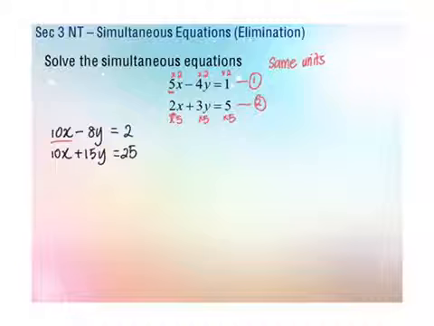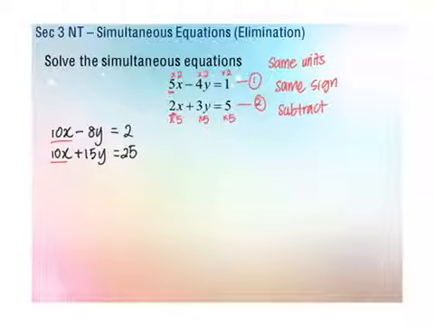We have 10x and 10x, and both of them are the same sign. So when we have the same sign, we are going to subtract. Please take note of your subtraction. When there is subtraction, the sign will change from positive to minus. This one changes from positive to minus. This one changes from positive to minus. So in this case, I will have 10x minus 10x.